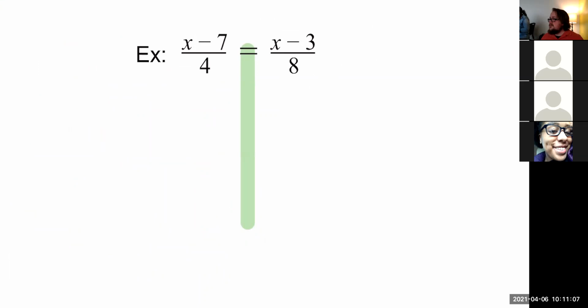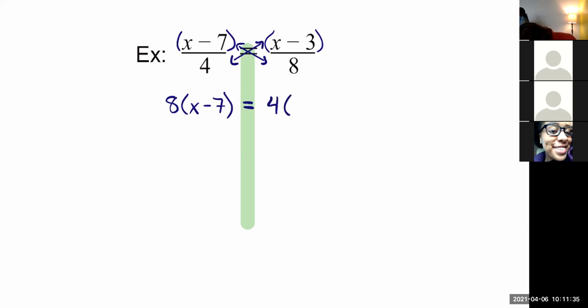This time we do have both numerators carrying 2 pieces. So to make sure each of them don't accidentally get mismatched, I want to make sure they stay grouped with each other in this cross multiplication phase. I'm going to go ahead and take that first numerator and multiply it with the opposite denominator. So that's 8 times x minus 7. And then for the other side, I go the opposite direction with the 4 times the x minus 3.